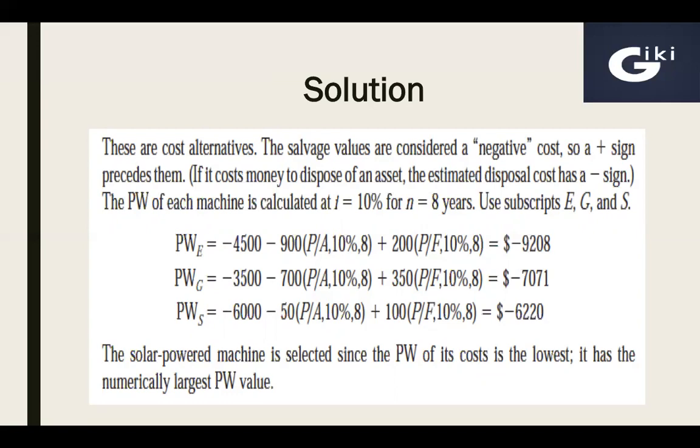Now the criterion to select among cost alternatives is the minimum negative value. In that case, we have 9,208, 7,071, 6,220. All these are negative values, so we'll select the lowest negative value, or less costly option, that is the solar one. So in that case, we'll go with solar. Clear? I hope it will be clear for everyone. Anyway, if you have any questions, feel free to ask.